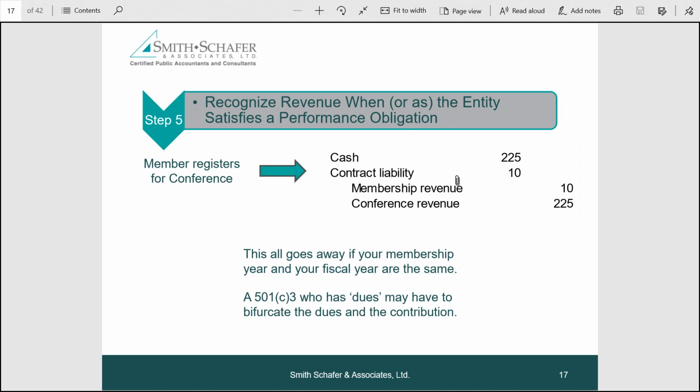So my member year is 12/31. I would have made my 12 monthly entries. I would have made my conference entry. I would have made my 4 quarterly publication entries. All that would have been made in the same year.